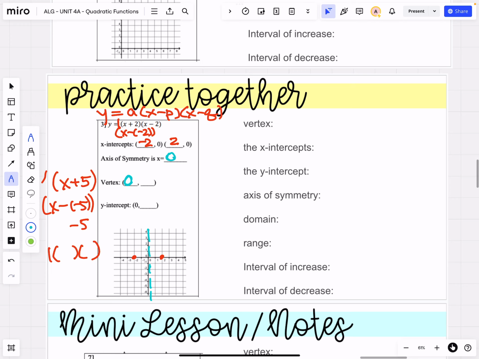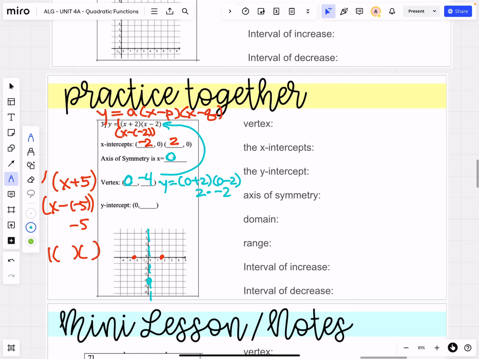And in order to find the y value of the vertex, we're going to take that 0 and substitute it back into the formula. So y is equal to 0 plus 2 times 0 minus 2. Take a second and do that calculation. 0 plus 2 is 2. 0 minus 2 is negative 2. So here we have 2 times negative 2, which is negative 4. All right, so down here.